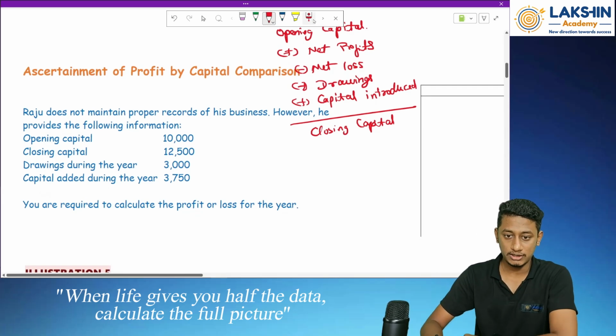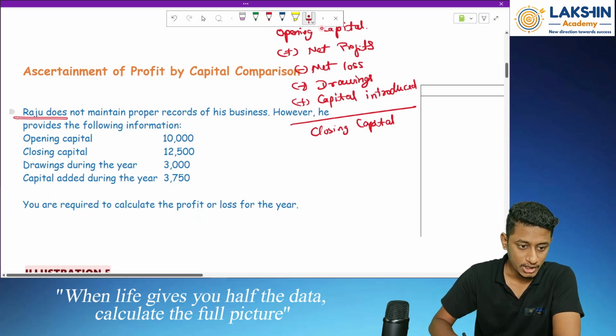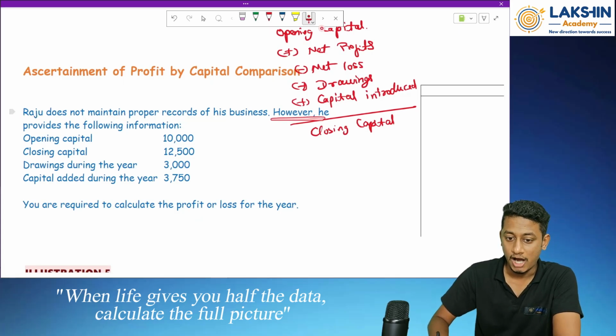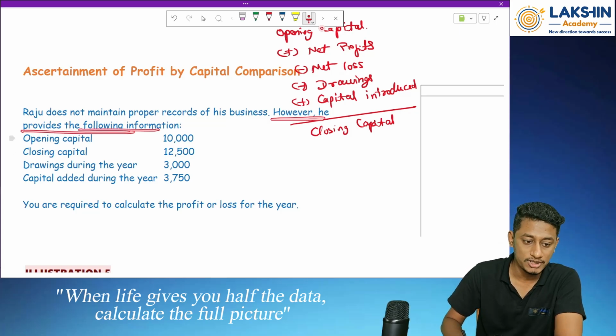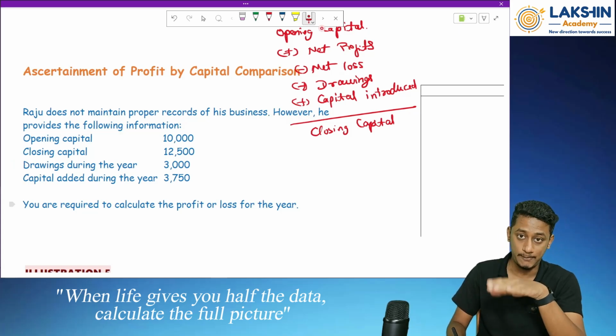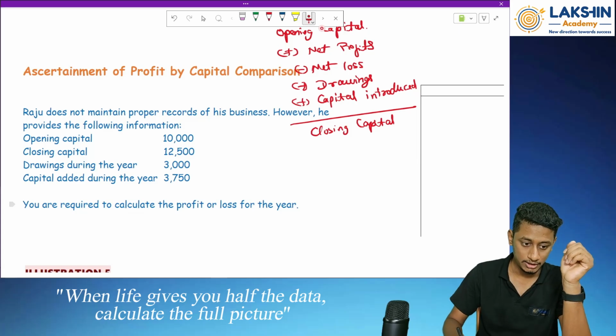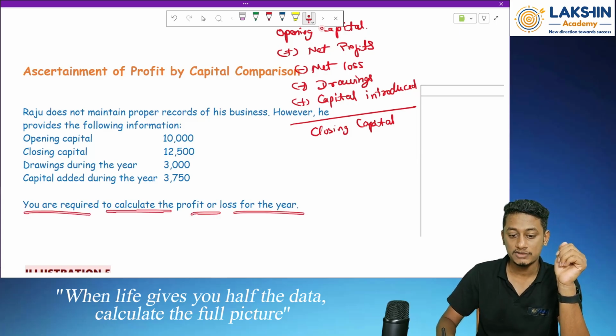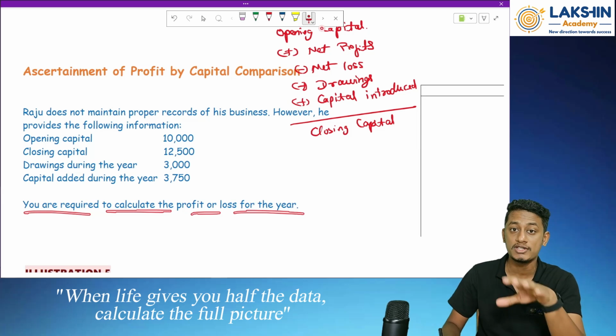Okay, so just look at the question over here. Raju doesn't maintain proper records of the business. Okay, sure. However, he provides you the following information. So he has given us the opening capital, closing capital, drawings, and capital added during the year. During the year, however much capital is introduced by him. Then you are required to calculate the profit or loss for the year.